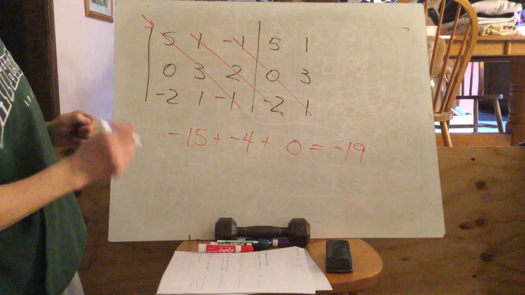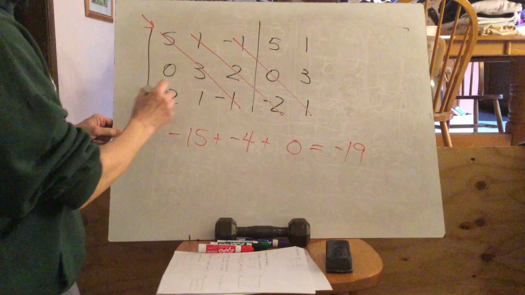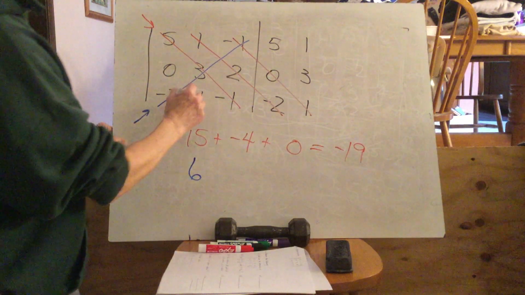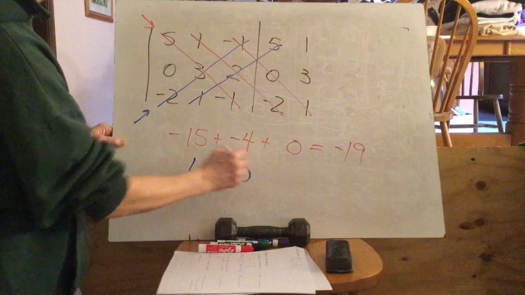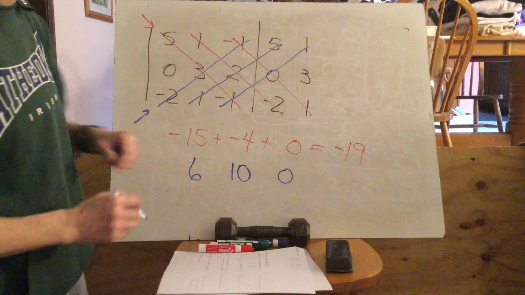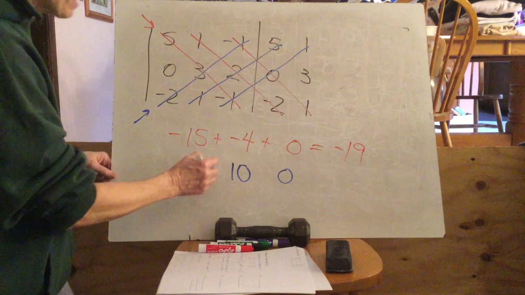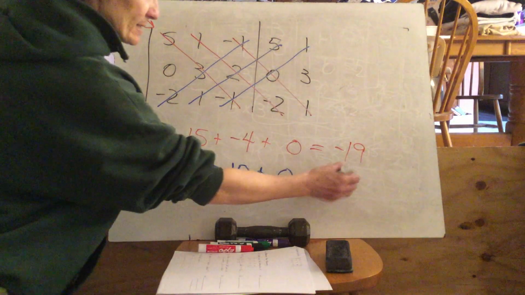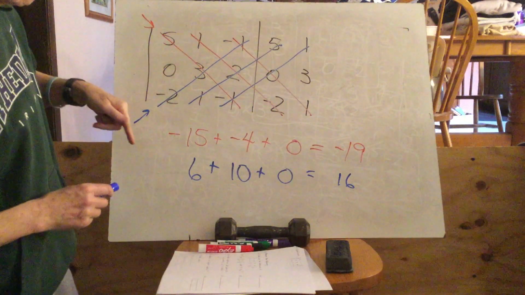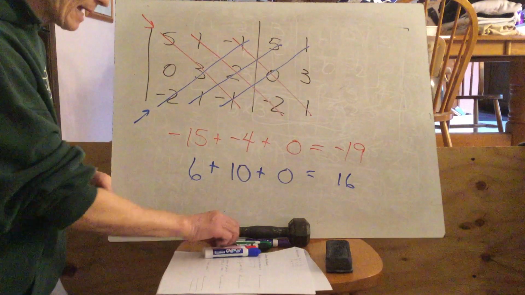Okay? Now I'm going to do the same thing the other way. So now I'm going this way. So multiply these, I get 6. Multiply these, I get 10. And multiply those, I get 0. Anytime there's a 0 in the line, you're going to get 0. So that's pretty easy. All right, now add them up, and I get 16: 6, and 10, and 0. Now, when I add those up, I get 16.